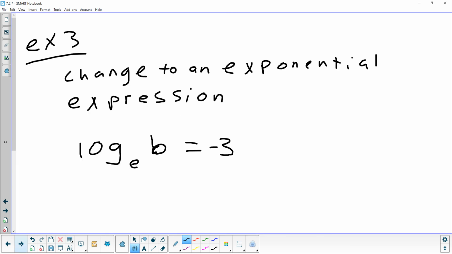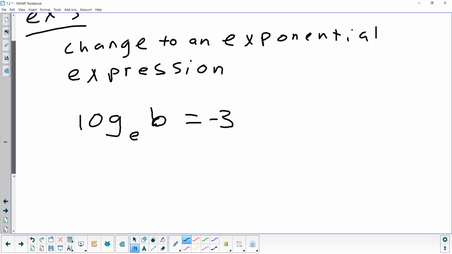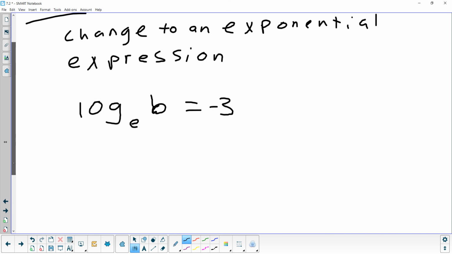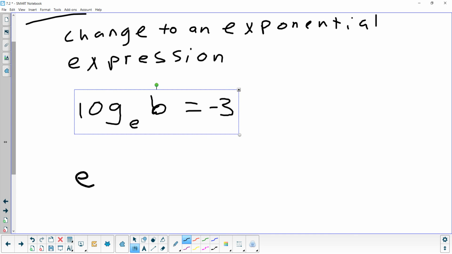All right. All right, let's try one more where we change back to exponential. Just make sure we remember how to go back the other way. Okay, let's start with my base. Jody, what's my base here? E. And Ava, what do we keep saying? That a logarithm always equals what kind of number?